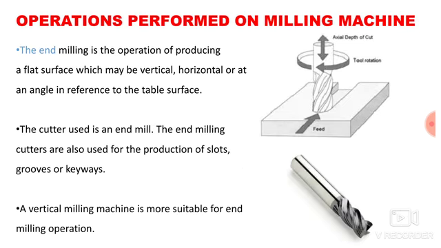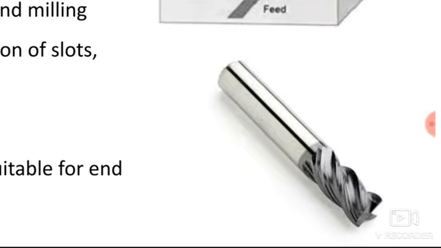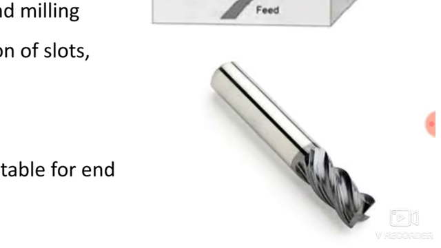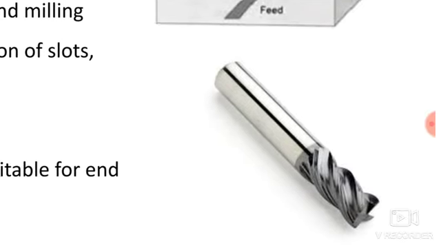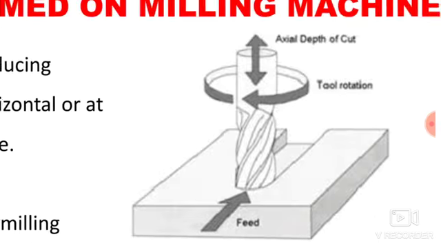Now the next operation is end milling. The end milling is the operation of producing a flat surface which may be vertical, horizontal, or at any angle in reference to the table surface. So here you can see the end milling operation, and this is nothing but the end milling cutter, which is quite similar to your drill bit, but the drill bit has a pointed end, whereas this has a flat end mill.